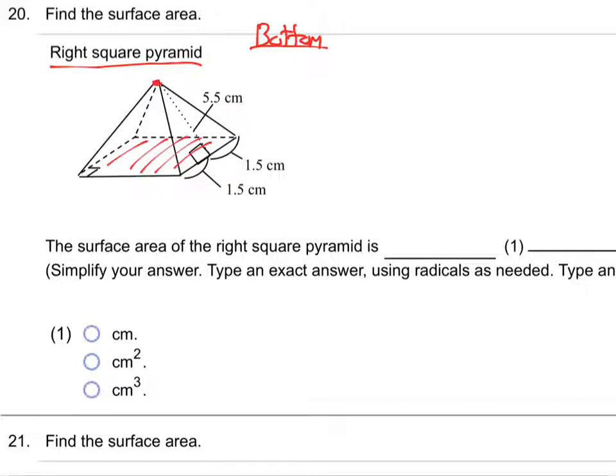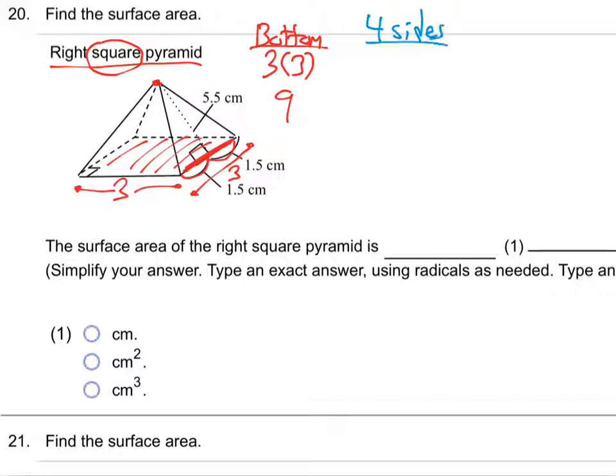The bottom is a rectangle, so it's just one side times the other. Notice it says square, so the bottom's actually a square, which means the two sides are the same. And what are they? Well, this side is 1.5 and 1.5. In other words, all the way across must be 3. This must also be 3 because it's a square. Same dimensions. So the bottom is 3 by 3. It's 9.